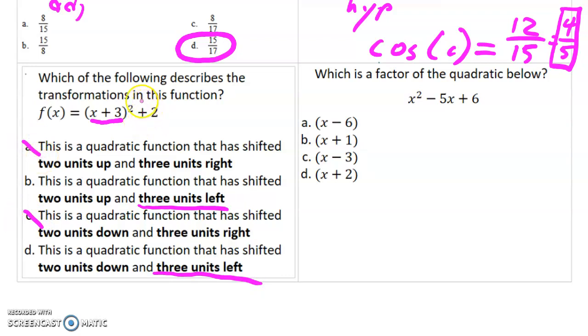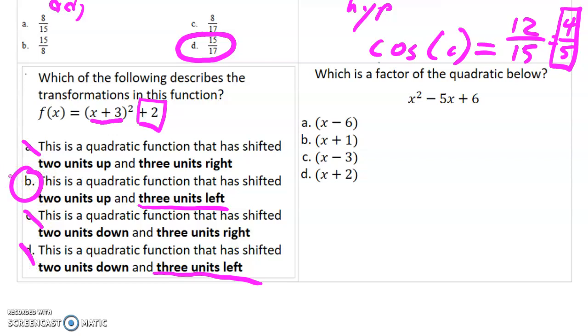out. This plus 2 right here, when you have something outside of the parentheses, that's like you're adding 2 to the output, and that would move the whole function up. So I'm going to call B the answer there.